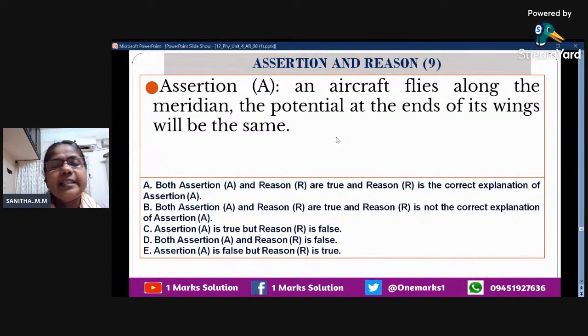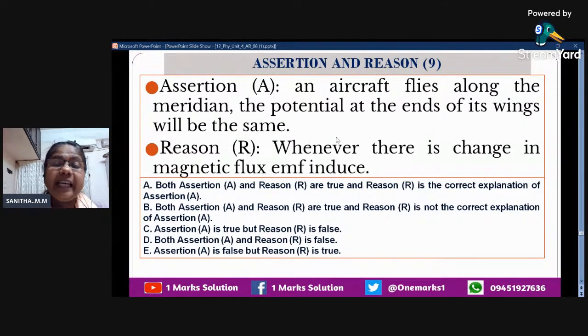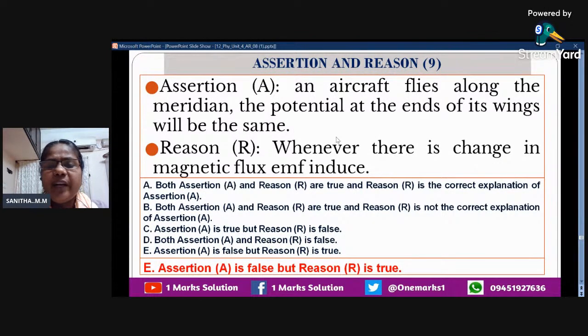An aircraft flies along the meridian. The potential at the ends of the two wings will be the same. No, not at all. Here we can say if it is flying like this, the potential will be different, and you can study from the motional EMF equal to BLV. What is the reason here? Whenever there is a change in magnetic flux, EMF is induced. That we know. But in the assertion, we say the potential is the same. No, it won't be the same. So the assertion is wrong and the reason is absolutely correct. So the option is E.